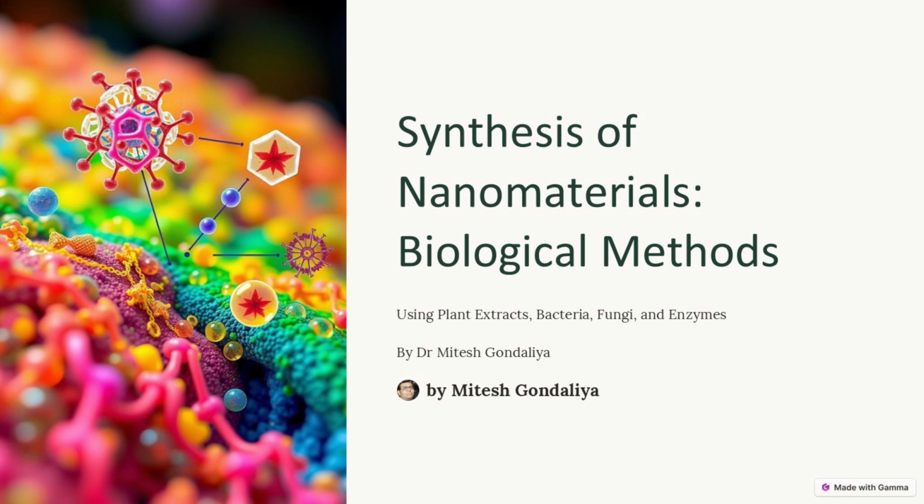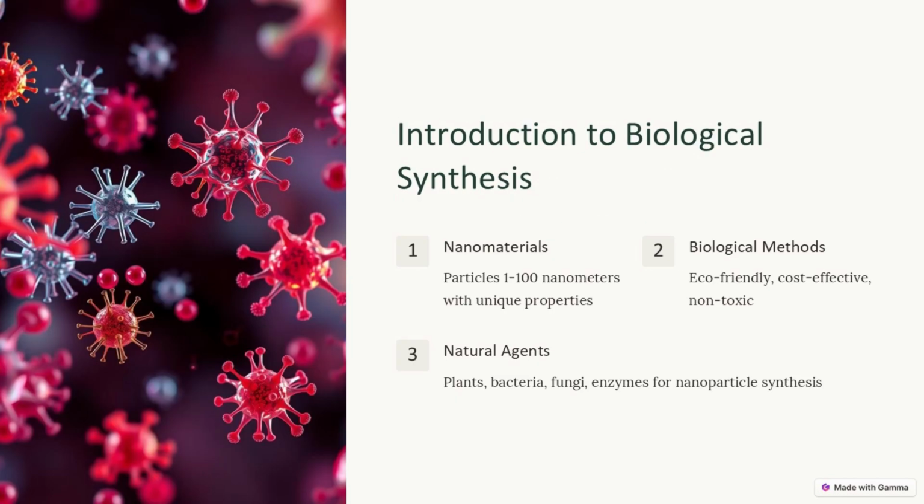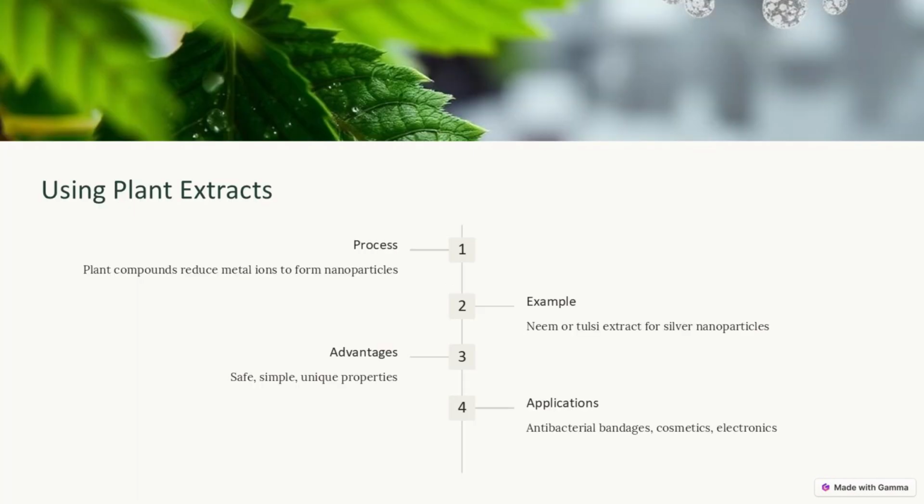Today, we are going to discuss a very interesting topic where science and nature come together, making nanomaterials using natural, biological methods. We call this green synthesis or eco-friendly synthesis because we use things from nature, like plants, bacteria, fungi, and enzymes, instead of harmful chemicals. This method is becoming more popular as we aim for safer, more environmentally friendly ways to make these very tiny materials, called nanomaterials.